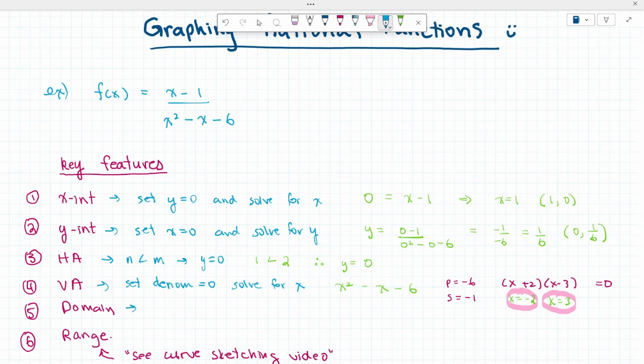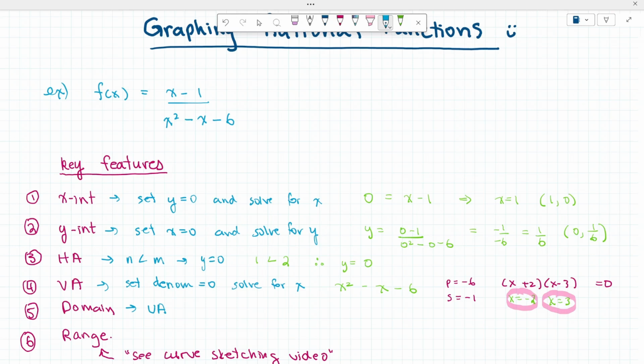So the domain is neat because it correlates with your vertical asymptote. Vertical asymptotes are vertical lines in which your function cannot exist. They're lines which your function will approach and get infinitely close but never actually touch. So wherever you have a vertical asymptote, that's an x value in which your function cannot exist.